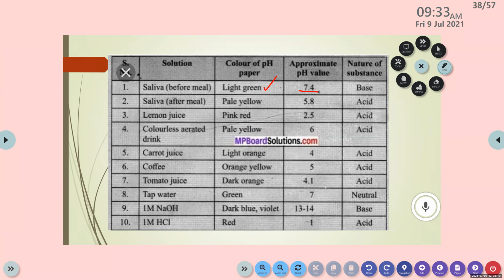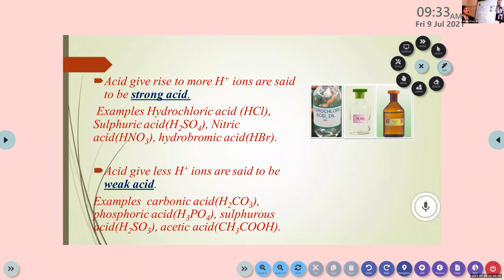So we are going to learn how we can categorize acids into strong acid, weak acid, etc. Along with that, bases can also be classified as strong base, weak base, etc. Acids that give rise to more H plus ions are said to be strong acids. I told you, higher the hydronium ion concentration, lower is the pH value.